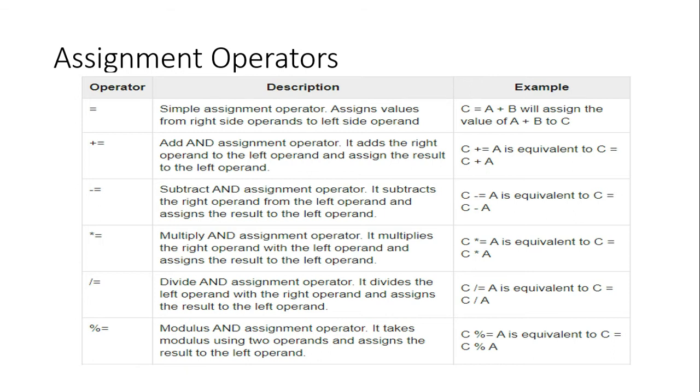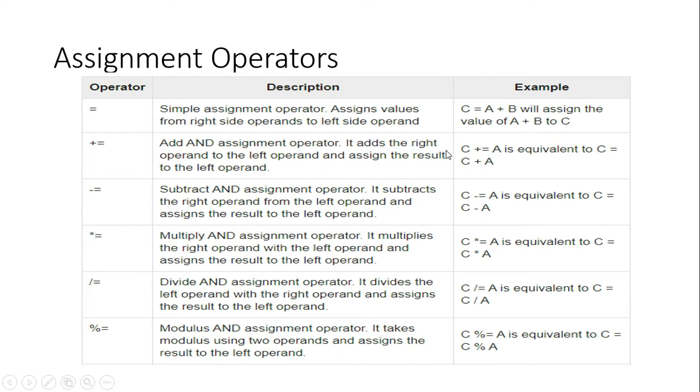And one shortcut method is the plus equal to symbol. Here, C plus equal to A is equivalent to C equal to C plus A. This short form is written as C plus equal to A. It is a short form, using the plus equal to operator.